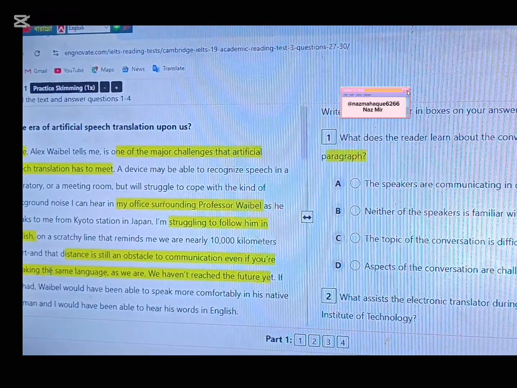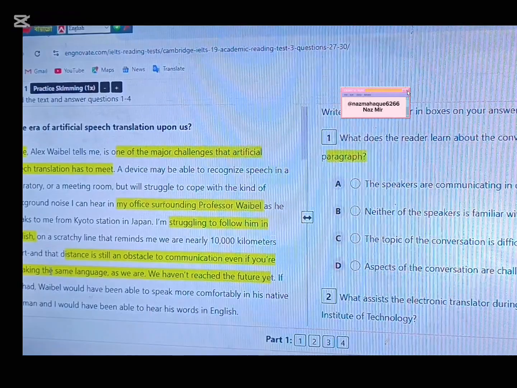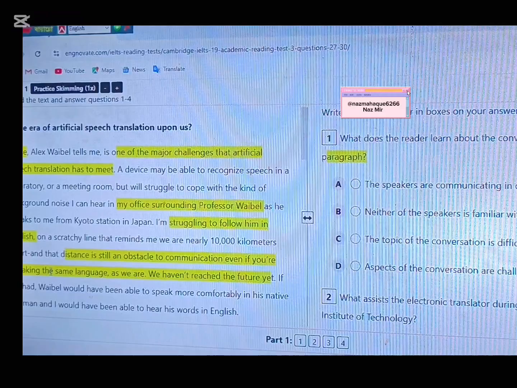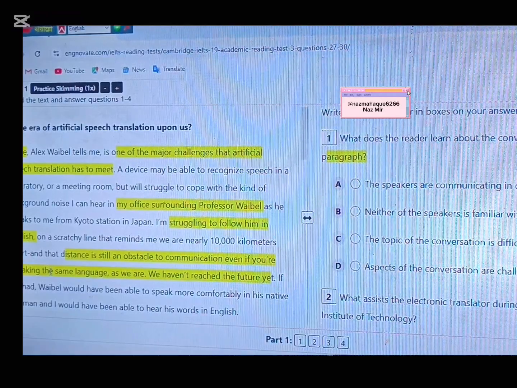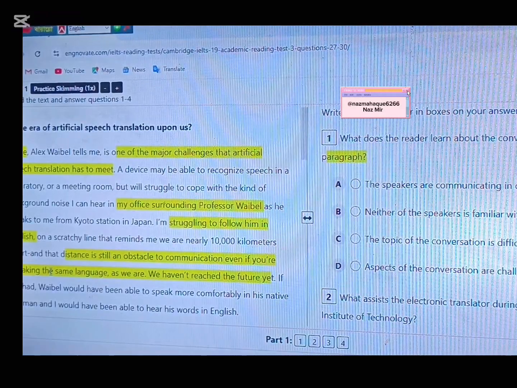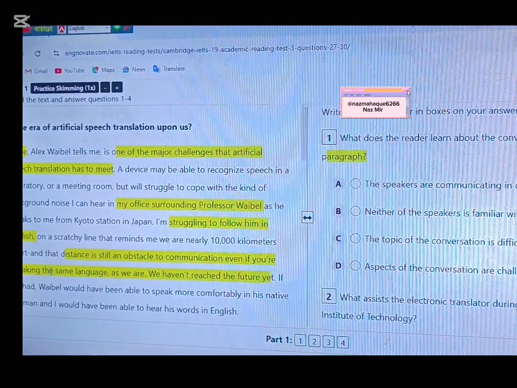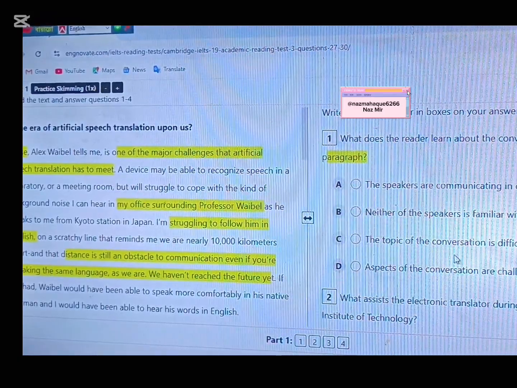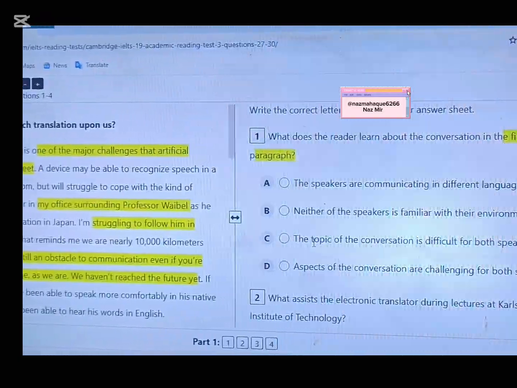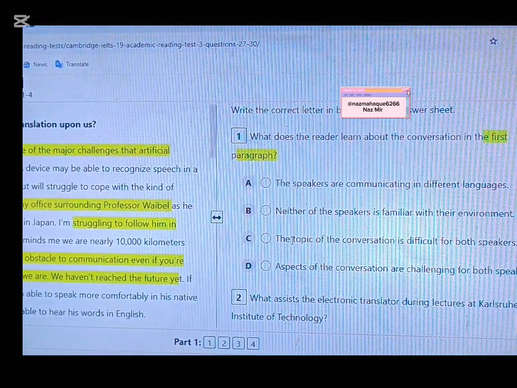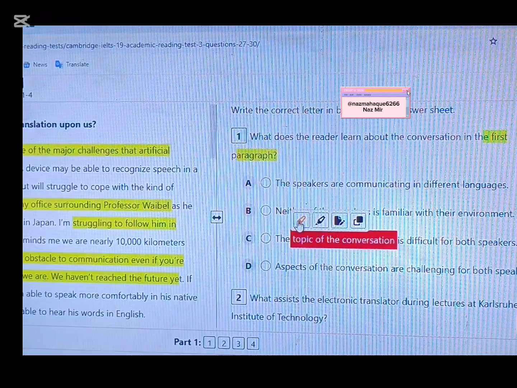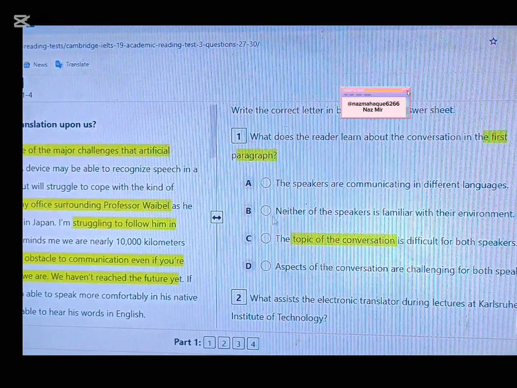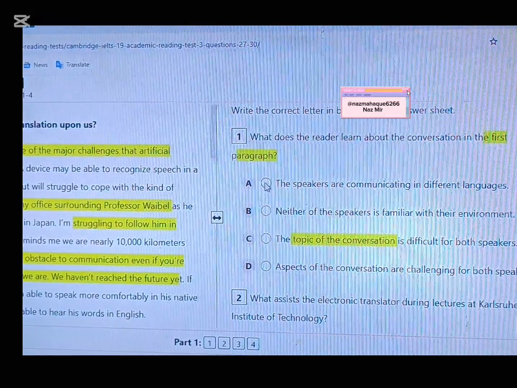So you always have to remember that when you are solving questions for a reading passage, your ultimate key is the passage, not anything else. You don't have to use your other knowledge and everything. You don't have to think so much. All you need to do is focus on your reading passage. So here in the question, the option is about the topic of the conversation, but in the passage, it's about distance. So we are also going to eliminate this one. So we have eliminated three of the options.